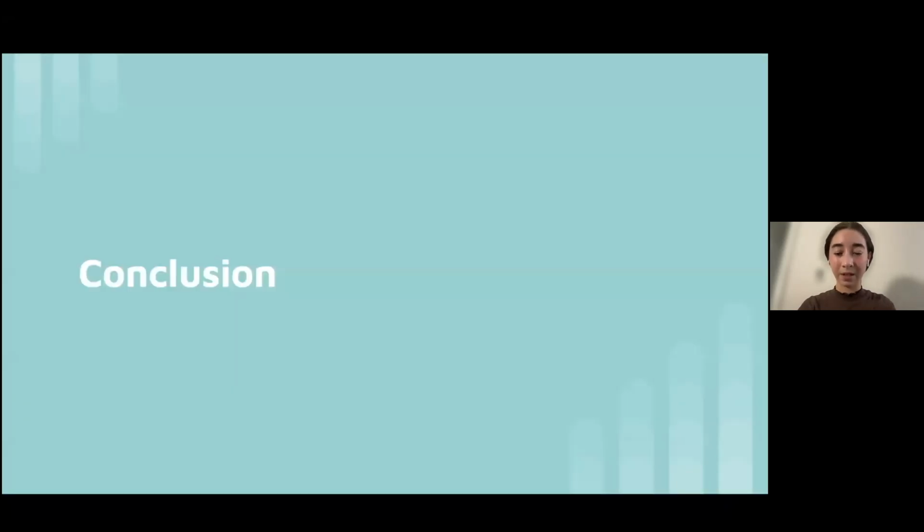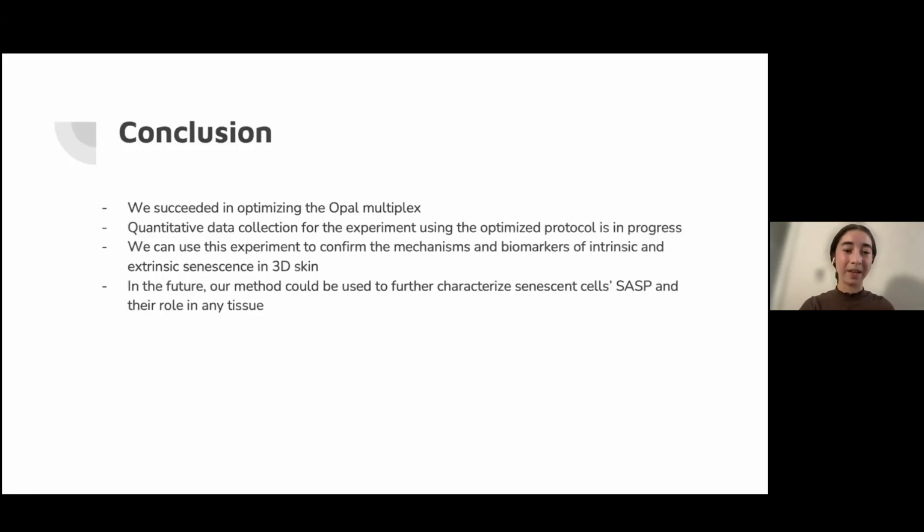On to our conclusions. So we succeeded in optimizing the Opal multiplex. But quantitative data collection for the experiment using the optimized protocol is in progress. And we can use this experiment to confirm the mechanisms and biomarkers of intrinsic and extrinsic senescence in 3D skin. And then in the future, our method could be used to further characterize senescent cells, secretory phenotype, and their role in any tissue.